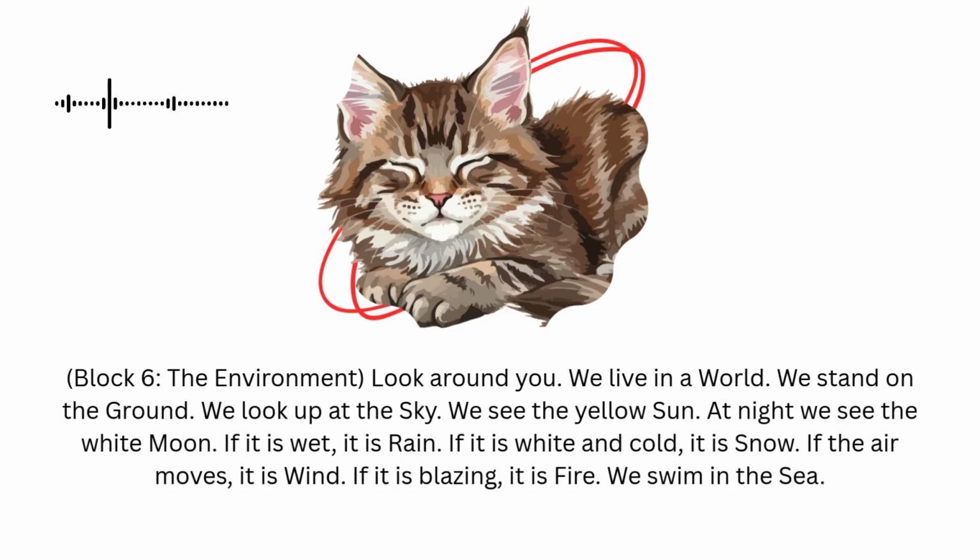Block 6. The environment. Look around you. We live in a world. We stand on the ground. We look up at the sky. We see the yellow sun. At night, we see the white moon. If it is wet, it is rain. If it is white and cold, it is snow. If the air moves, it is wind. If it is blazing, it is fire. We swim in the sea.